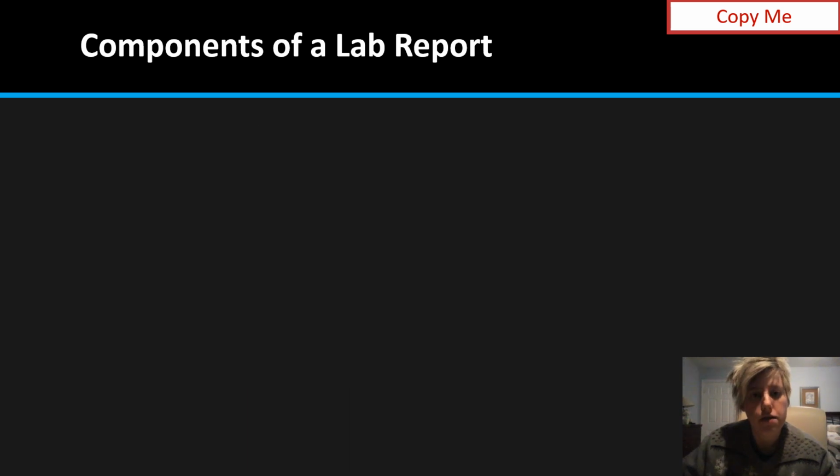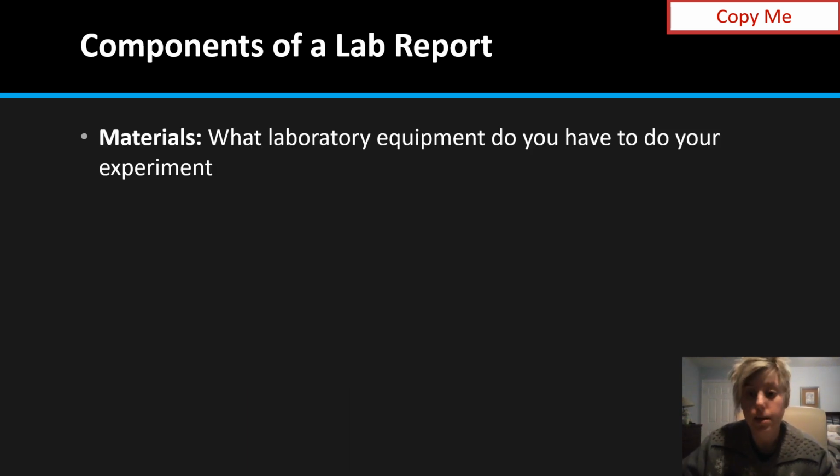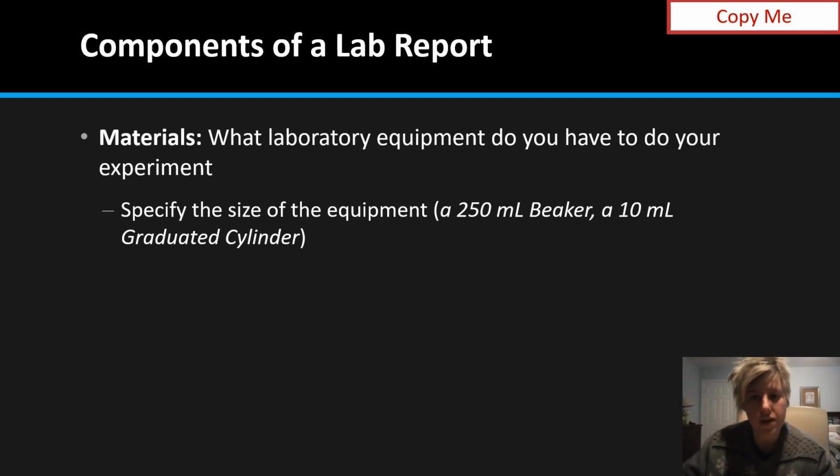The next component of the lab report is the materials list. This is something that we do all the time. You've done this multiple times. You know how to do this. It's a specific list of equipment, and specify the size.